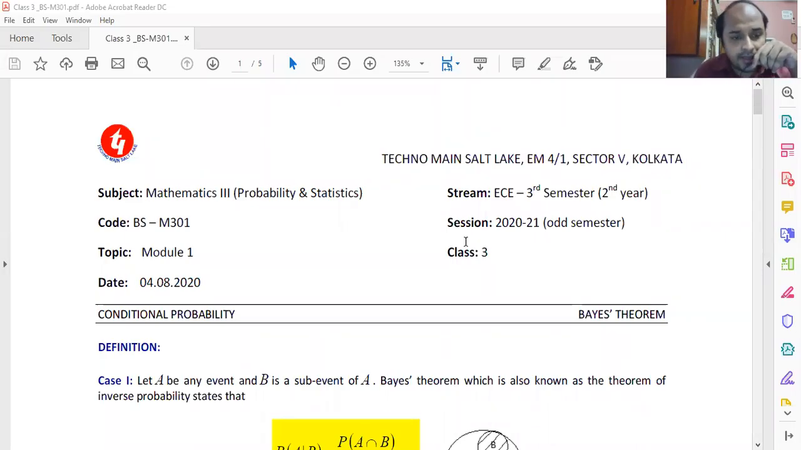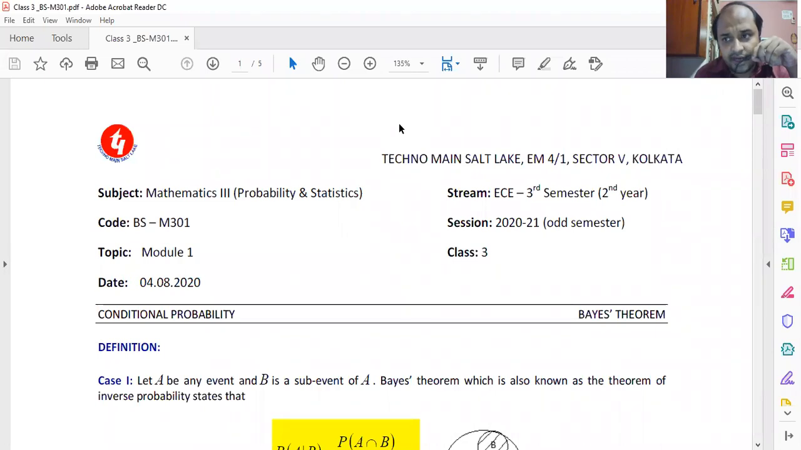So my today's topic is Bayes theorem, and I shall be discussing three problems today, which are very important. And if you understand these problems, you'll be able to understand the logic behind how to apply Bayes theorem in problems, and what the differences of Bayes theorem with conditional probabilities are, etc., etc.